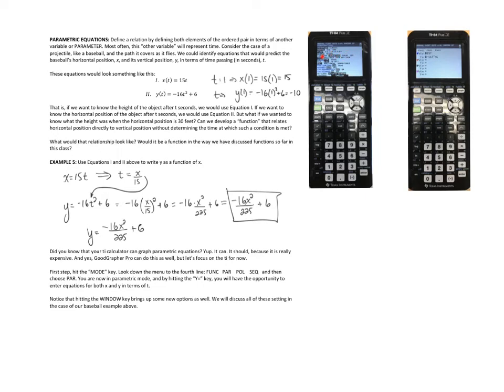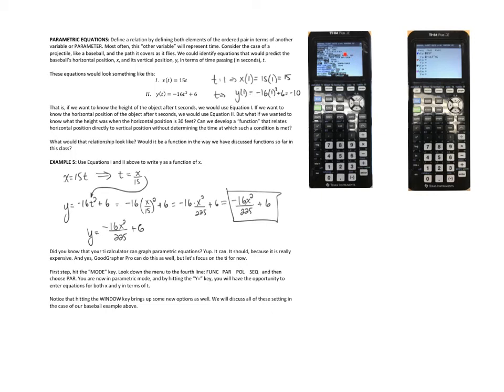When we're in regular function mode, your variable over here is going to be x, and it will default to that. When you're in parametric mode, your variable is the second one, the t. And that's because most oftentimes the parameter is going to be time. These other two, we're not going to dabble with much in this class.